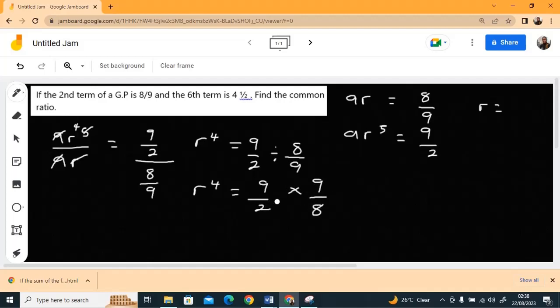Did you get that now? So what are we going to do now? 9 times 9 is 81. And 2 times 8 is 16. So it means r raised to power 4 equals 81 over 16.